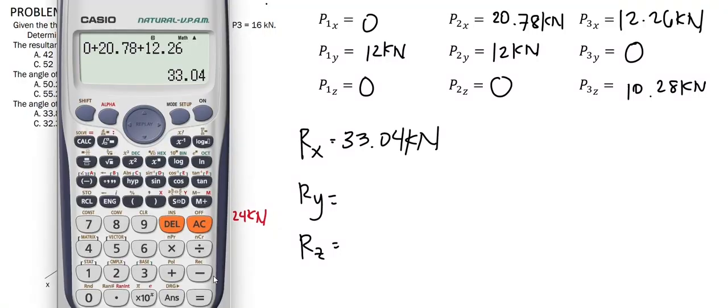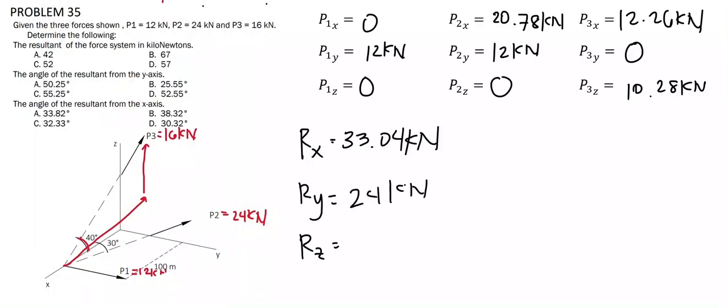To solve for the resultant along the y-axis, we add up the y components of the forces, that is 12 plus 12 plus 0, which is equal to 24 kilonewtons. And to solve for the z component, we add up the z components of the forces. So 0 plus 0 plus 10.28 is equal to 10.28 kilonewtons.